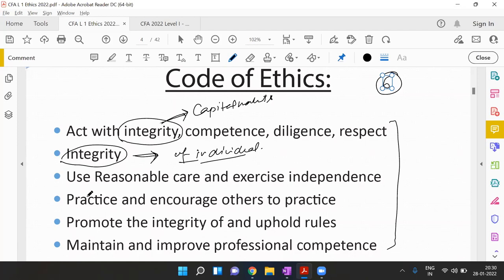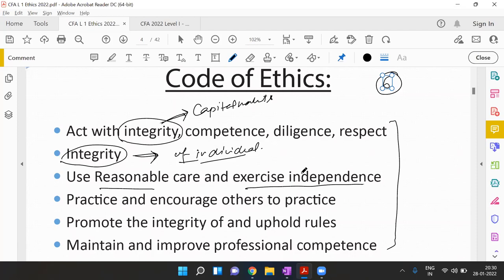The third code of ethics says: use reasonable care and exercise independence. Independence in doing what? In any analysis you are doing, or if you're making any investment recommendation, or taking any investment action, or engaged in any professional activity, you should use reasonable care and exercise independence. If you are an investment advisor, when you are advising your client about a security, you have to ensure that that particular security or product is suitable for your client. Exercising independence means what?